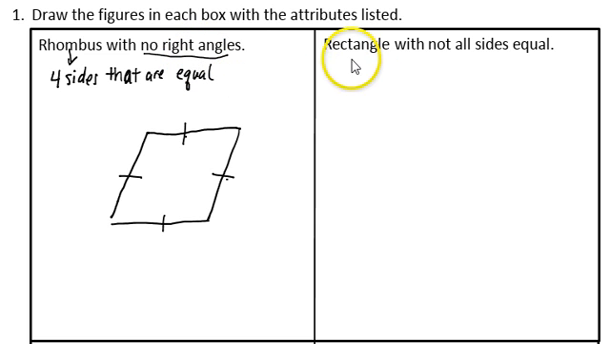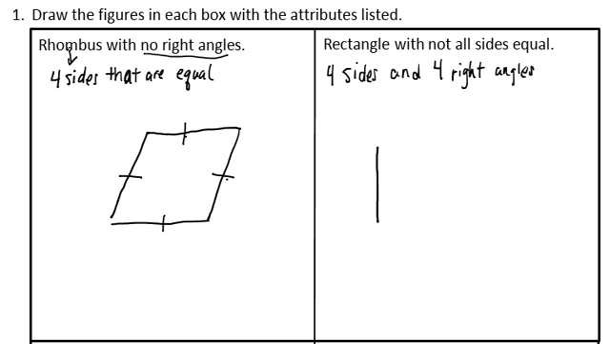The next direction says to draw a rectangle with not all sides being equal. Well, the definition of a rectangle is it also has 4 sides, but it also has 4 right angles. So we can draw a rectangle. I'll draw 4 sides, and I'll make sure that the sides are not equal. So I'll make one longer than the other.